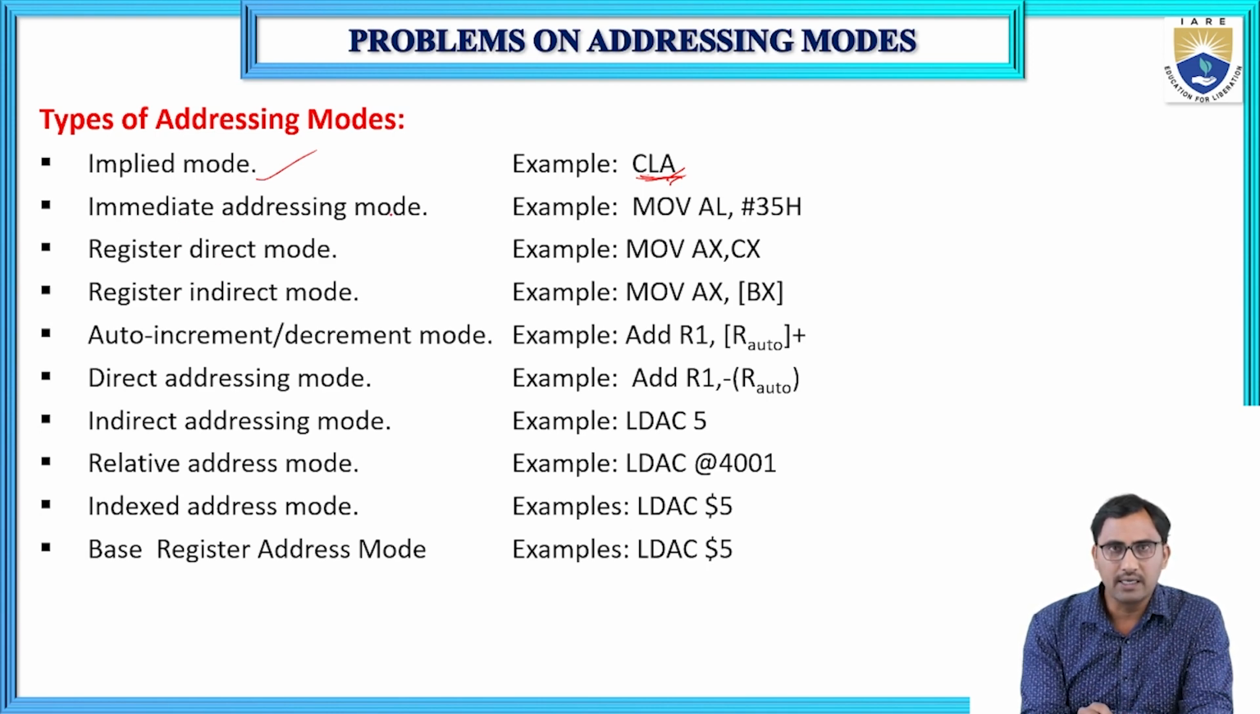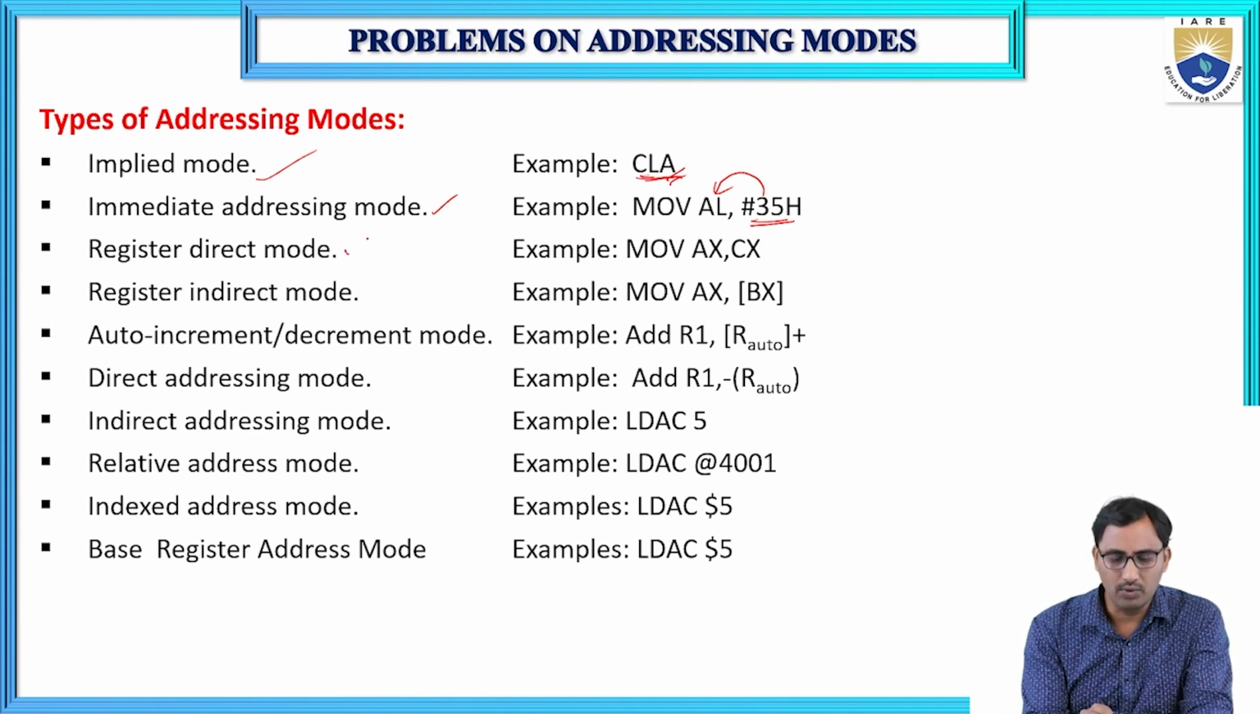Next one, immediate addressing mode. Immediate addressing mode means the operand is specified in the instruction. The operand can be identified by using a hash. If a hash is before a number, that represents an immediate operand. For example, MOV AL, #35. That means 35 is the operand that we are going to transfer to the register AL. That is the immediate addressing mode, where the operand is specified immediately in the instruction.